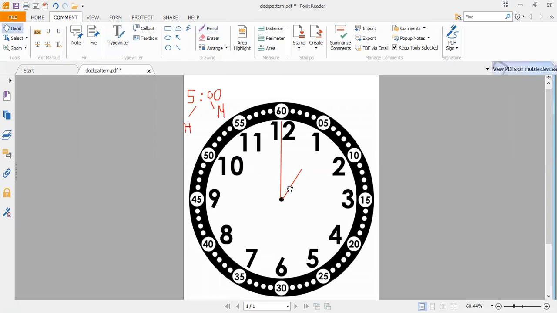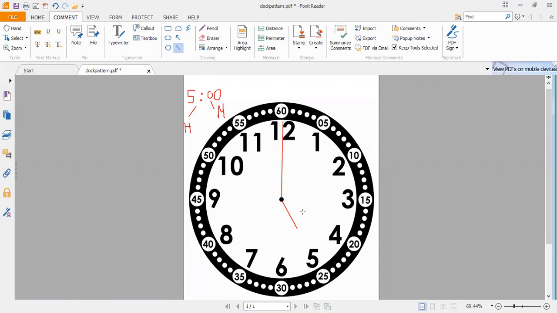I want to draw the hands on the clock, so I will read 5 o'clock. We can read this as 5 o'clock. 5 means I'm gonna draw the hour hand. The hour hand points to 5. Where's 5? The hour hand will be the short one. This is the hour hand. And the minute hand, I will draw it refers to 12. Why 12? Because the two zeros mean the minute hand refers to 12. Okay?